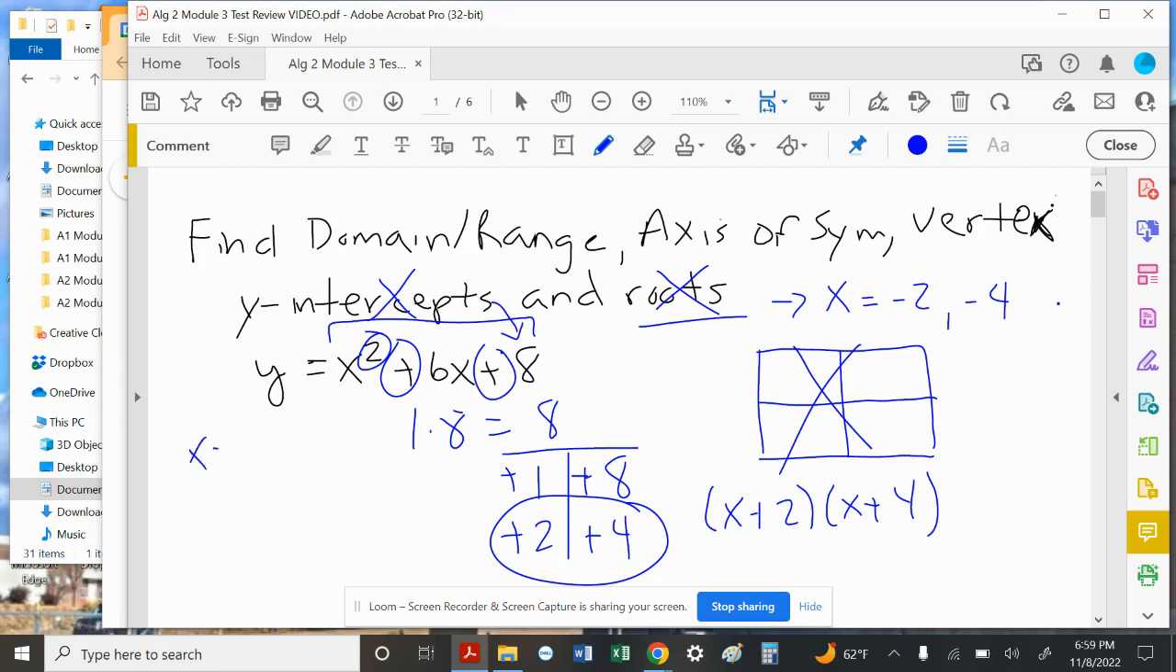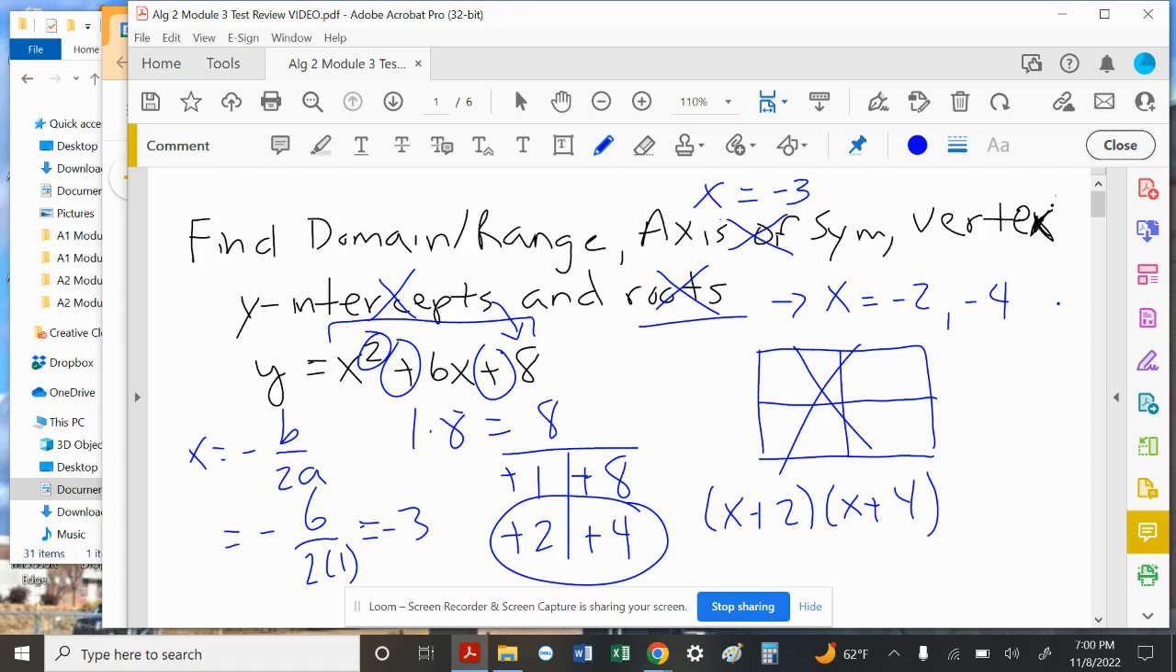I know that x equals minus b over 2a. Of course, b would be 6. a would be 1. So that would be -3. That makes sense because it has to be halfway in between those two numbers. And so that would be my axes of symmetry. So x equals -3 would be my axes of symmetry. That takes care of that one.